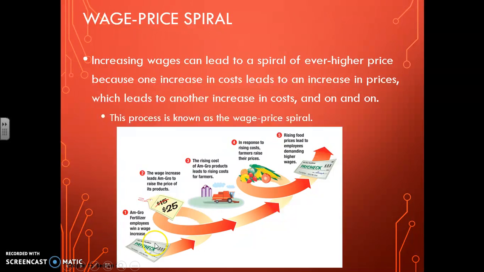So when we look down here, there's an example. Amgro fertilizer employees win a wage increase. They negotiated a wage increase, so they get paid more, which means their paychecks are bigger, which now means they can go buy more stuff. The fact that these people are able to buy more stuff increases demand. Well, the wage increase then leads Amgro to raise the price of its products. So to pay for its employees' wages, they've raised the price of their product. Then the rising cost of Amgro products leads to a rising cost for farmers.